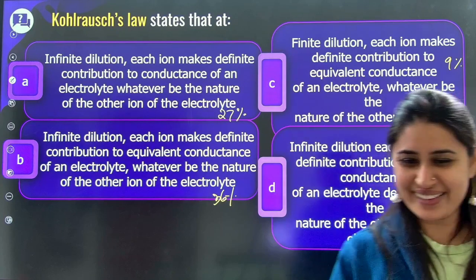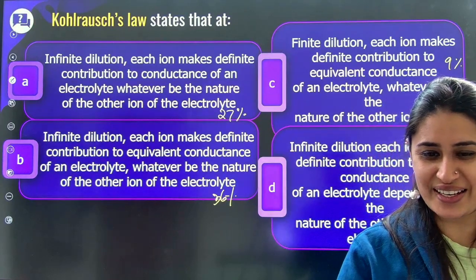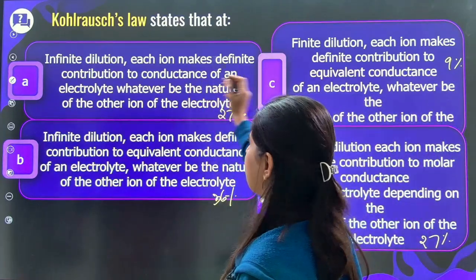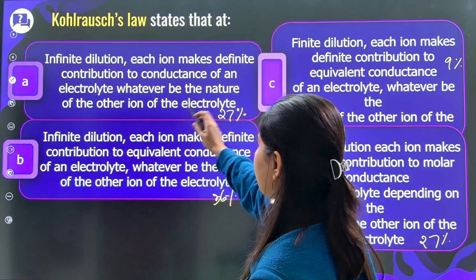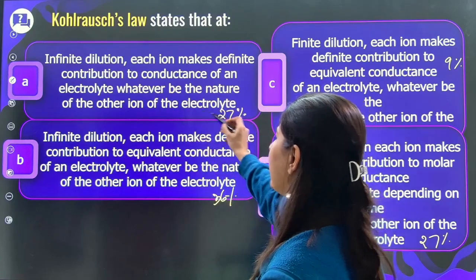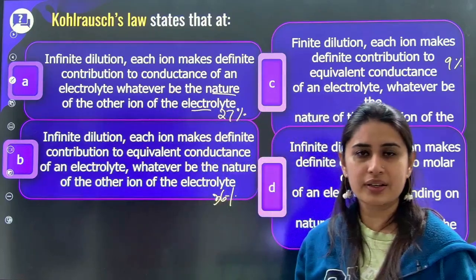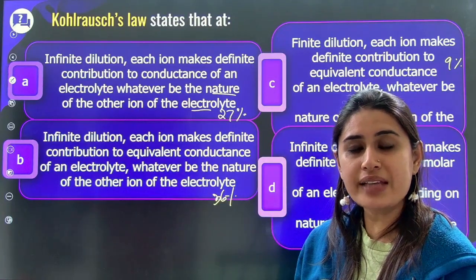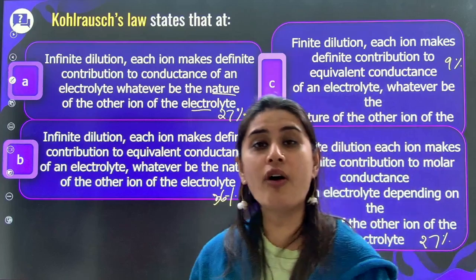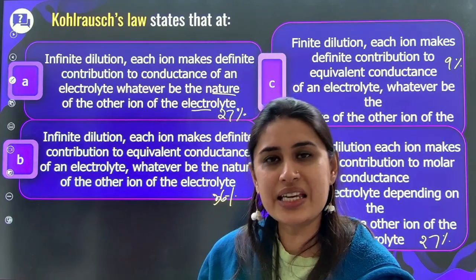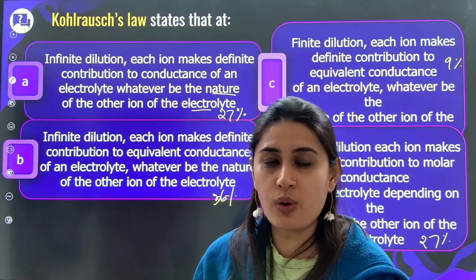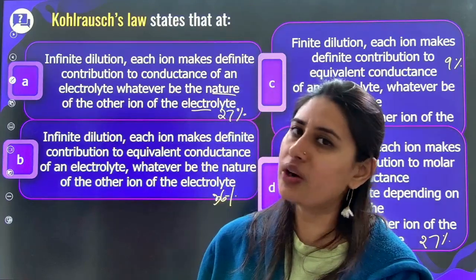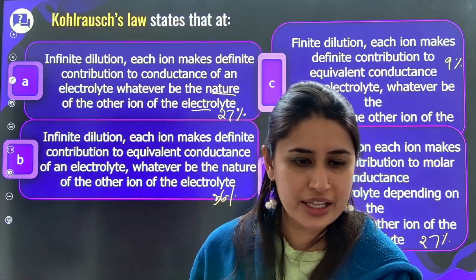Let's read. This is interesting. It's getting interesting and interesting. At infinite dilution, each ion makes a definite contribution to the conductance of an electrolyte, whatever be the nature of the other ion of the electrolyte. That is not how it works. Kohlrausch law is applicable for what kind? NaCl I wrote, CH3COOH I wrote. So you can write acetic acid as lambda naught CH3COO minus and lambda naught H plus.